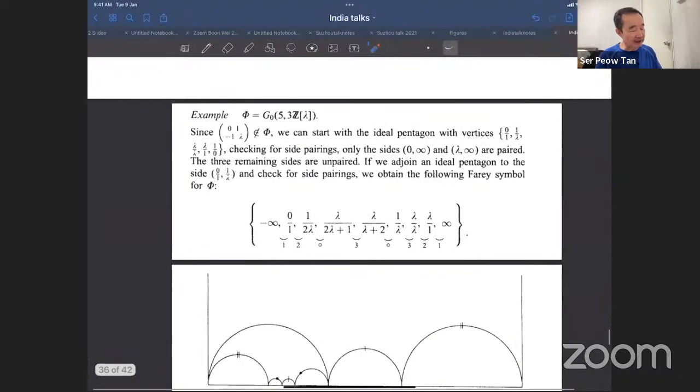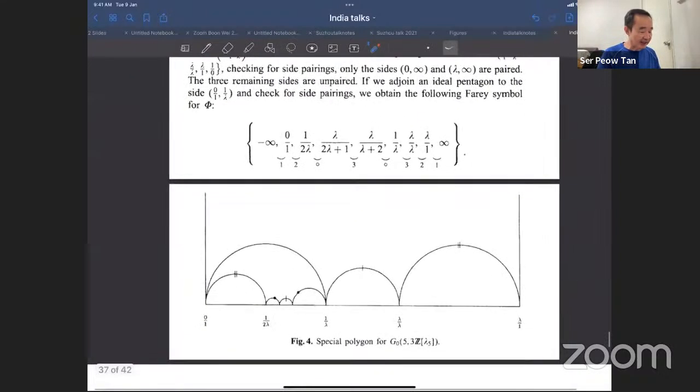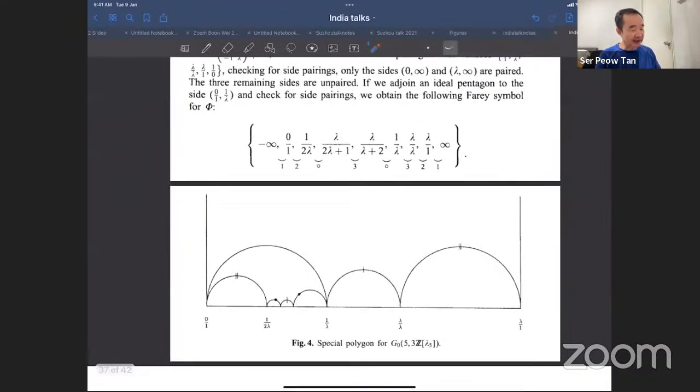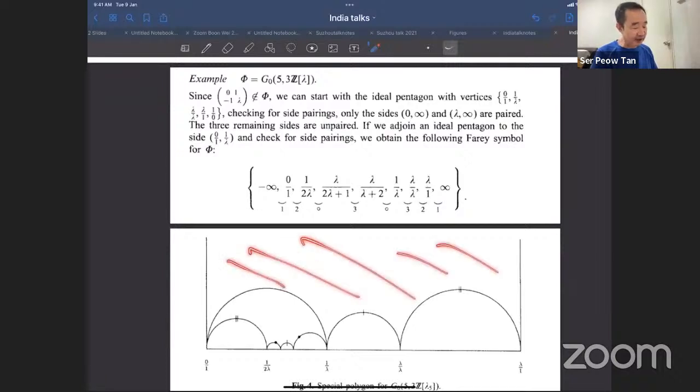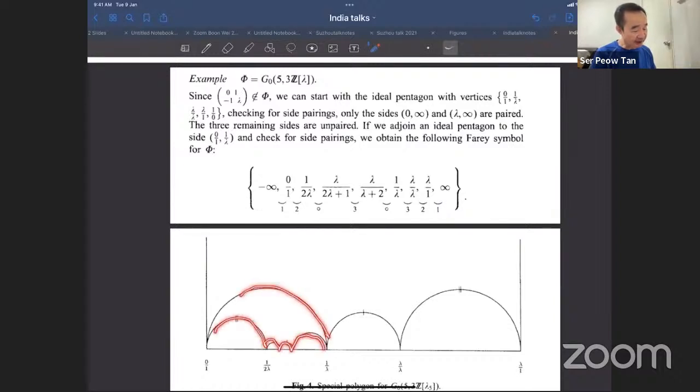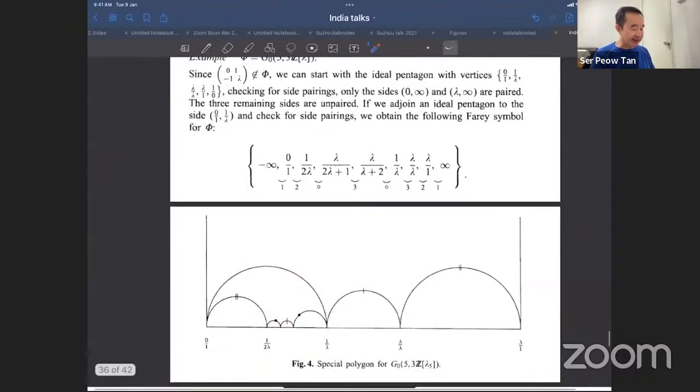One more example, let's say the ideal generated by 3, a bit more interesting. There's an algorithm, which is described over here. You start with this thing over here, look for side pairings, and then any unpaired side, for example this side is unpaired, we add an extra piece over here and then look for the pairings. It turns out in this case that the index is 10, and the side pairings are given by this picture over here.